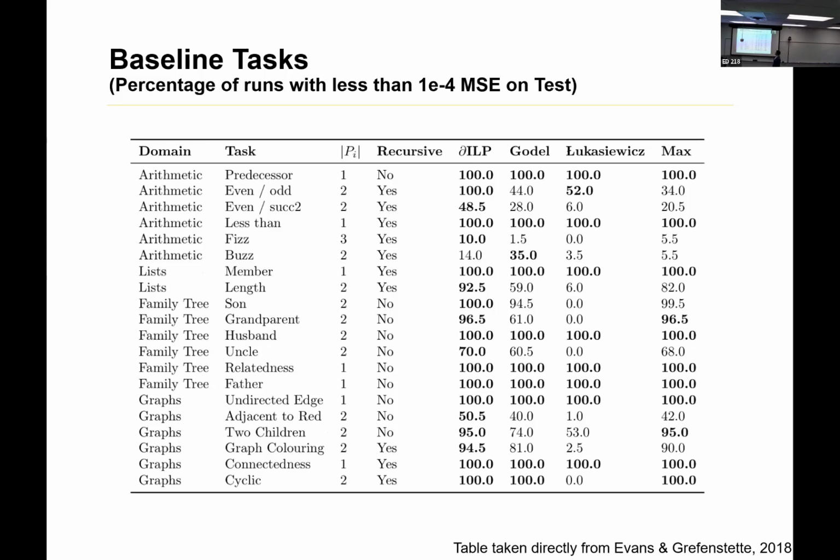I mean, these are all differentiable ILP. This is just a difference in the T-norm. The column that says differentiable ILP is the product T-norm. This is differentiable ILP with Boolean, with Łukasiewicz, and using max. So what is this, the max of those three?